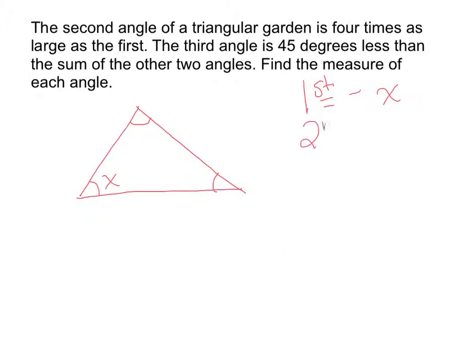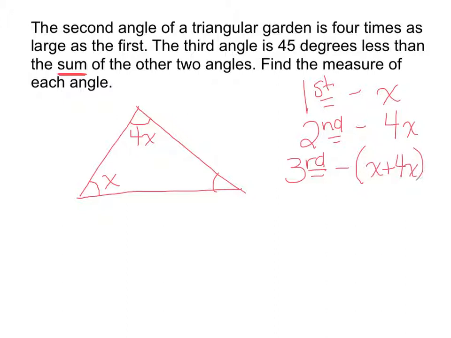Now the second angle is 4 times as large as the first. We can label this as 4x, 4 times x. The third angle is 45 degrees less than the sum of the other two angles. The sum of the other two angles means we're taking angle 1 and 2 and adding them together. "45 degrees less than" means that we're subtracting 45.